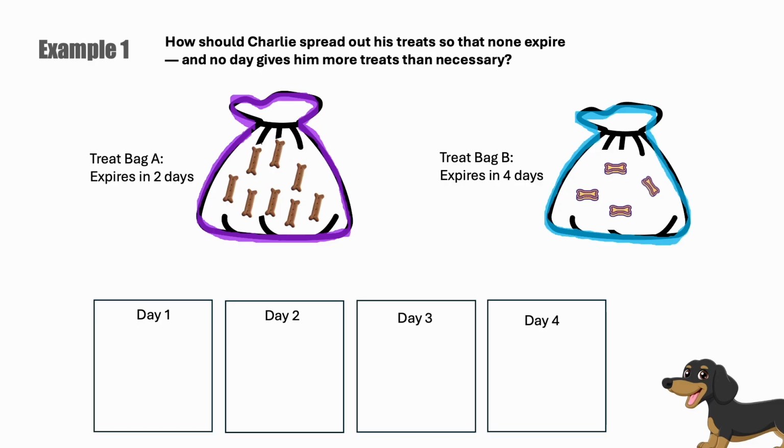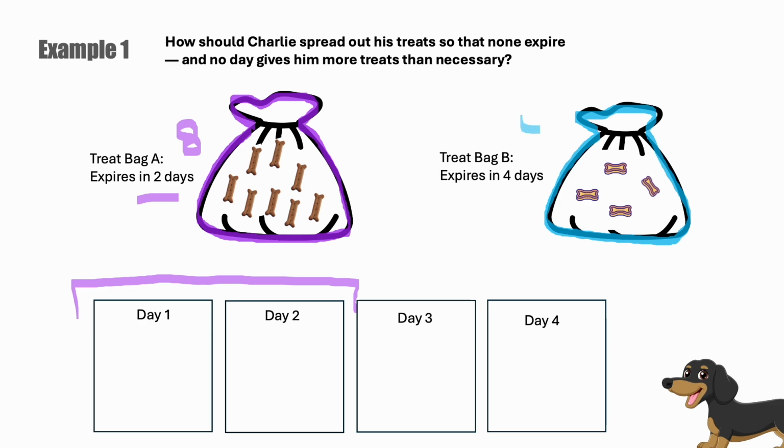Charlie has been given 2 bags of treats. Let's assume he must eat all of these treats. Treat bag A contains 8 treats, and it expires in 2 days. In other words, Charlie's window or interval to consume these treats by is day 1 and day 2.